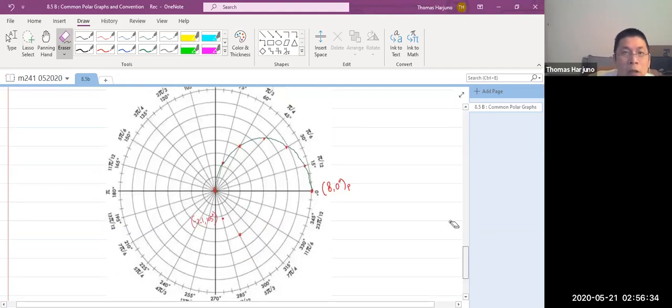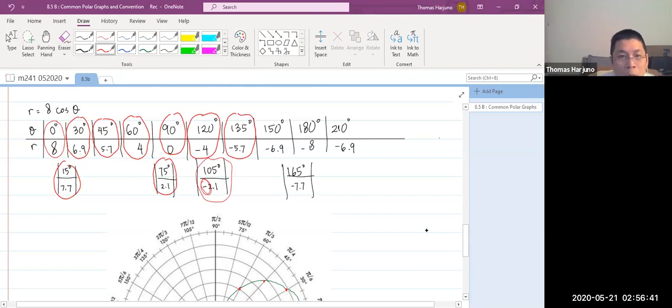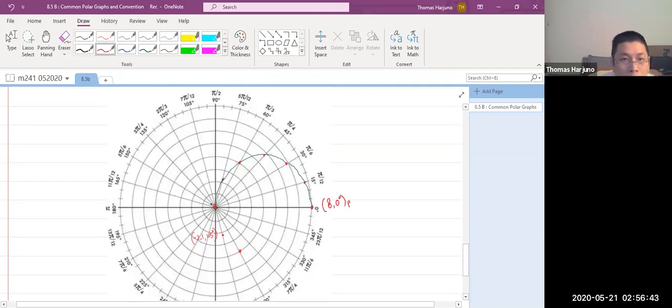Next, 135 degrees, negative 5.7. Negative 1, negative 2, negative 3, negative 4, negative 5.7. So this coordinate here is negative 5.7, 135 degrees.